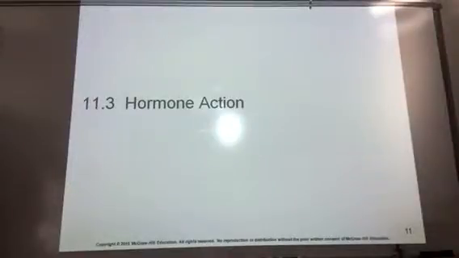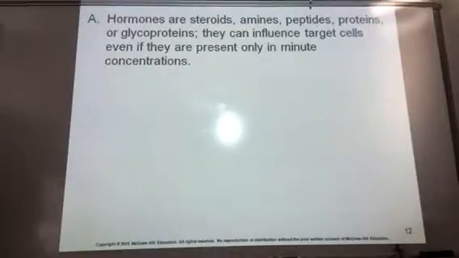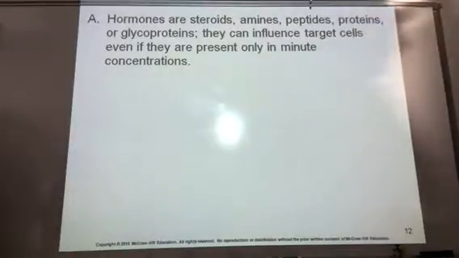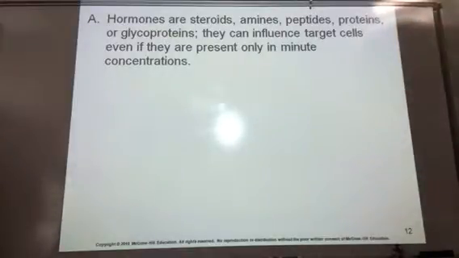But we know that hormones are secreted and they come from glands. What are their actions? What are they like? Hormones can be a steroid type of material, amines, peptides, proteins, glycoproteins. Amines are going to have nitrogen in them. They can influence target cells even if that chemical is in that area for a very short period of time. So hormones are very site-specific. The levels in your body can change.